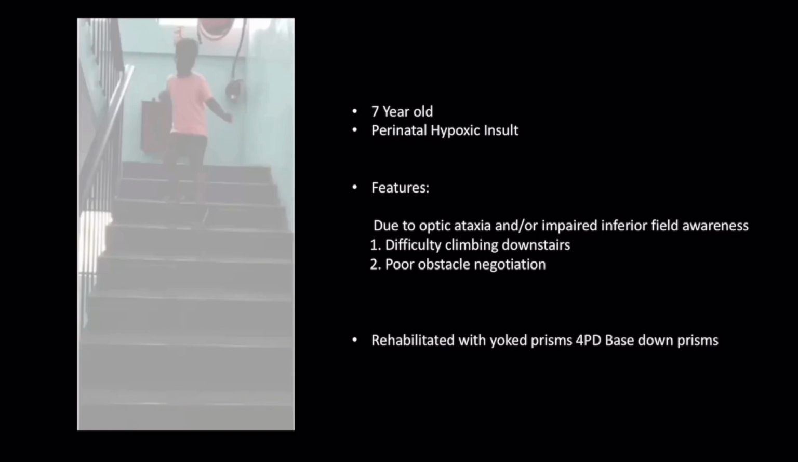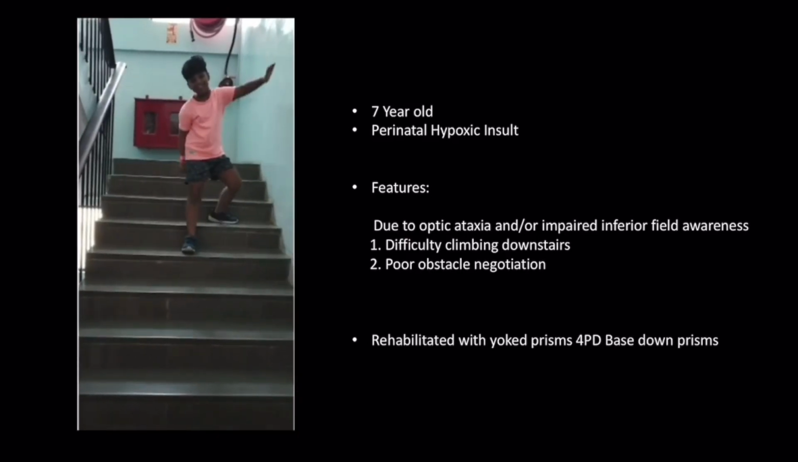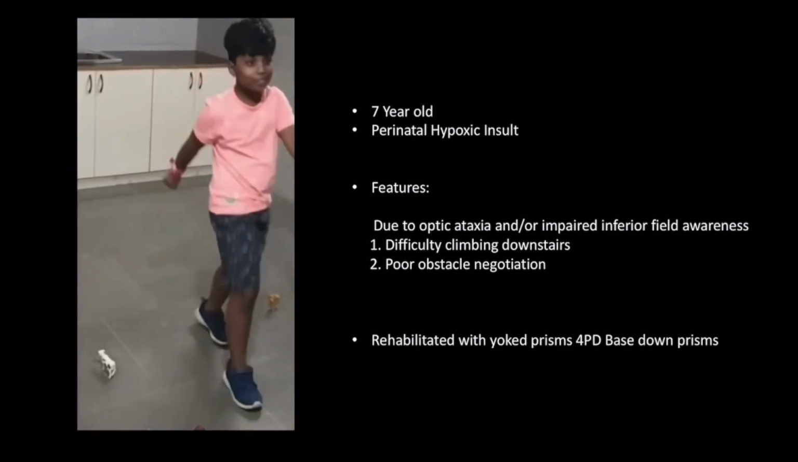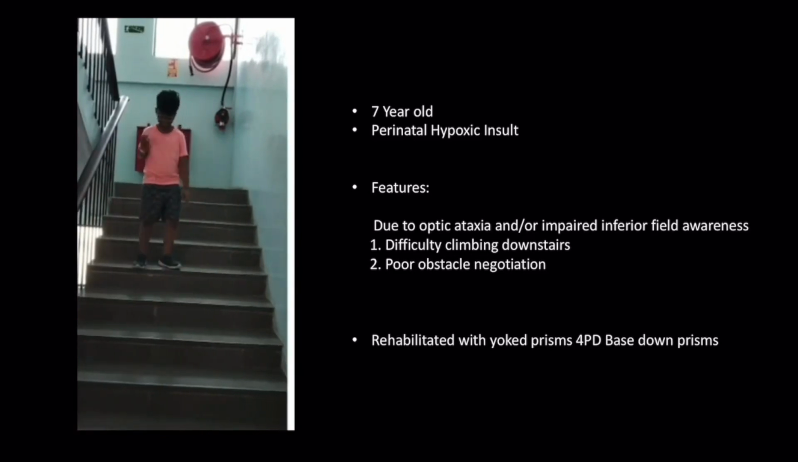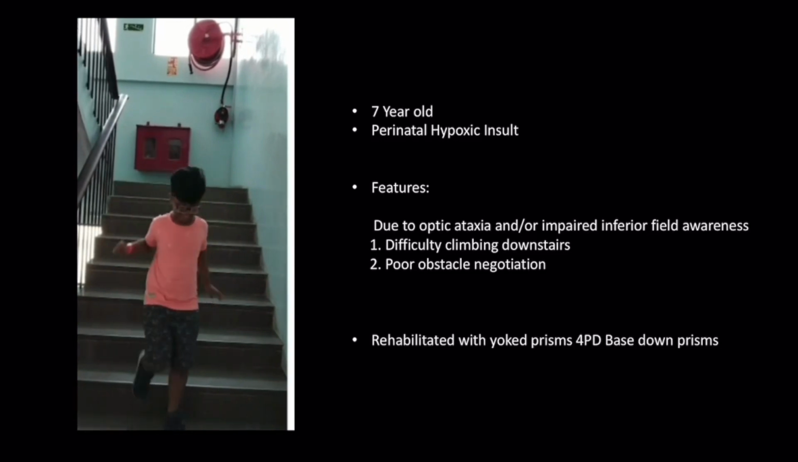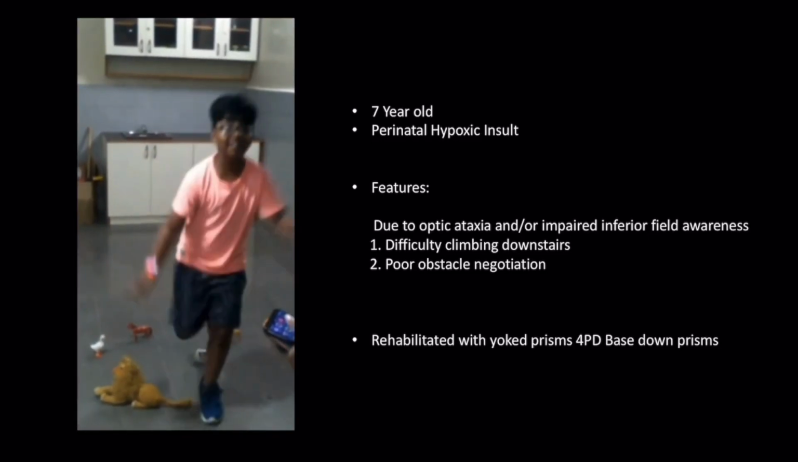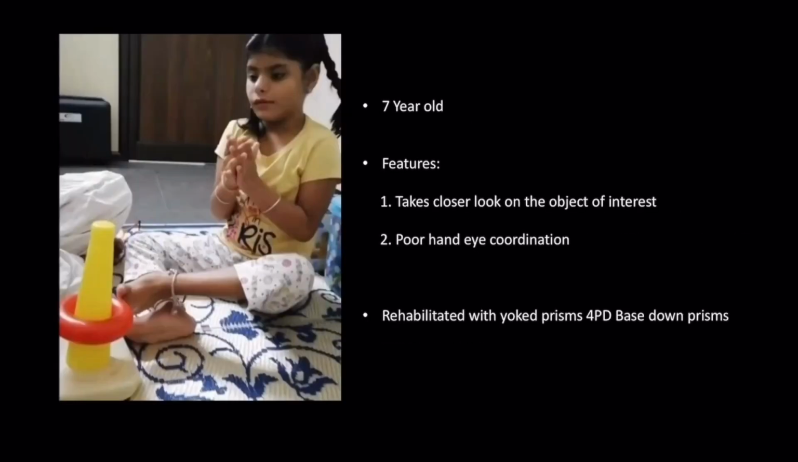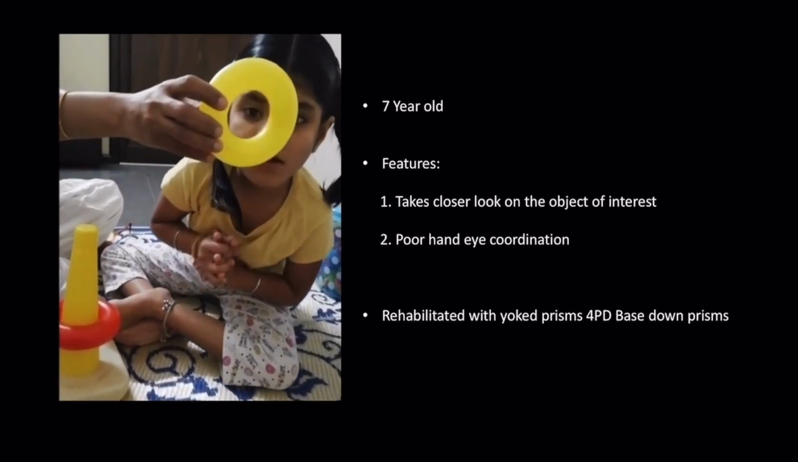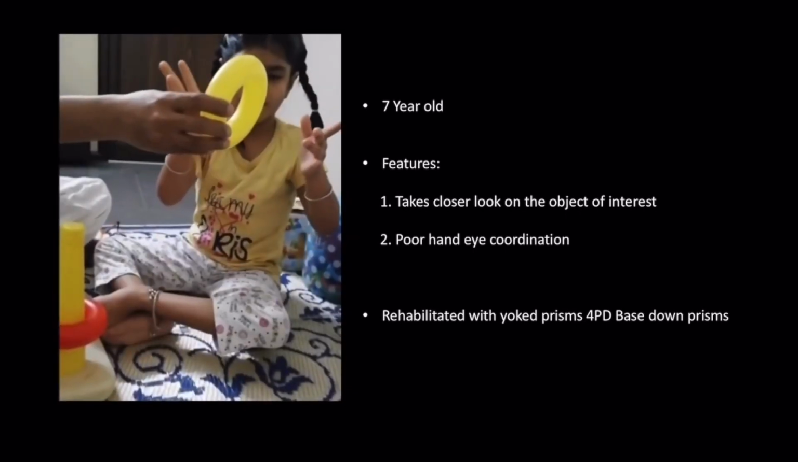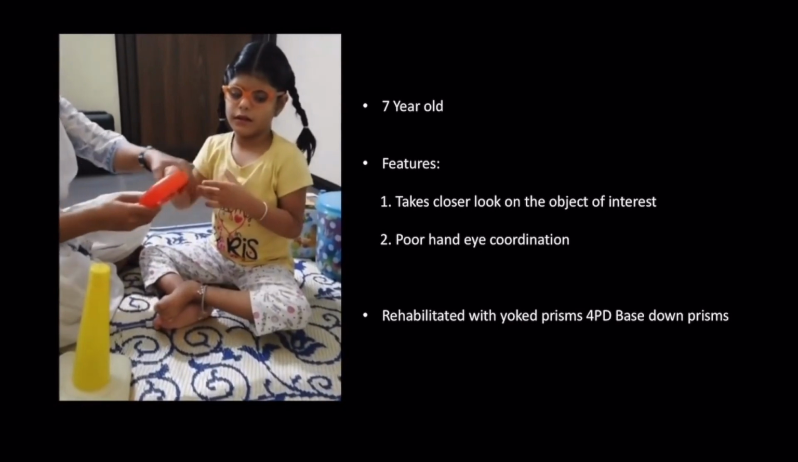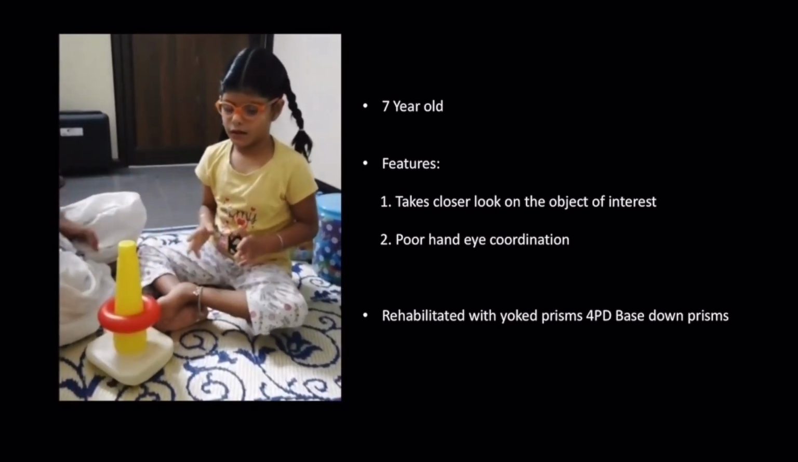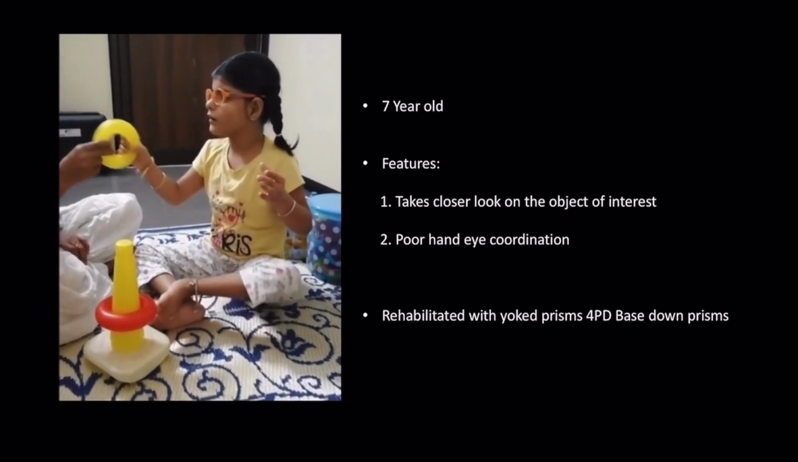This 7-year-old kid with perinatal hypoxic insult shows difficulty climbing downstairs, which may be due to impaired inferior field awareness or optic ataxia, along with a poor obstacle negotiation. With 4 PD base down yoked prisms, his ability to climb downstairs and obstacle negotiation shows marked improvement. Similarly, this child prefers to take a closer look at an object of interest along with poor hand-eye coordination. During her rehabilitation therapy session, she is provided with yoked prisms of 4 PD base down, which improved her grasping ability.